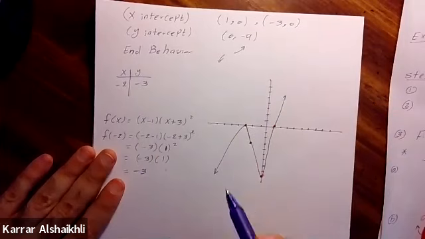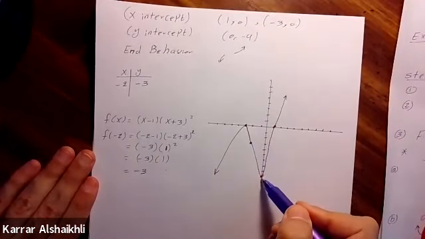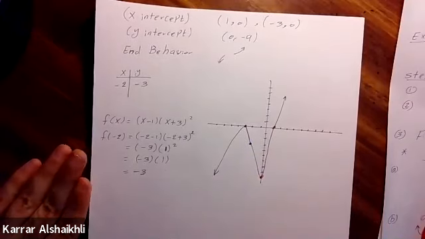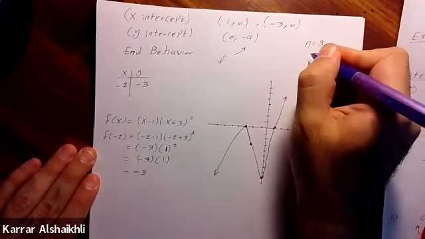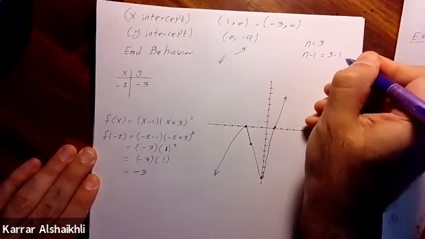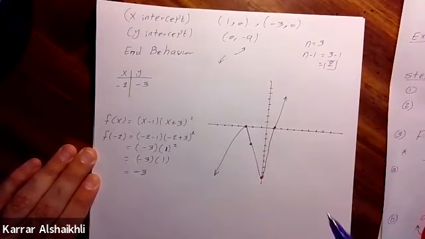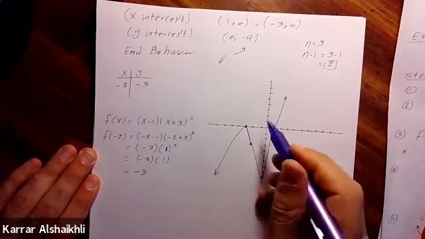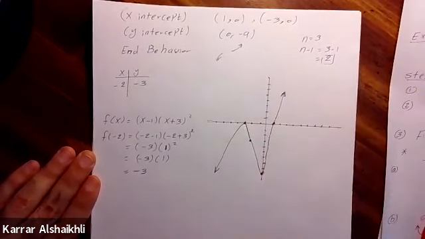Even if you're not finding this point, the graph is going to be from here to this point and goes back down. If you check the number of turning points, n equals 3, that means n minus 1, 3 minus 1, is going to be 2. That means you have 2 turning points. This is the first one, and this is the second one. So you have 2 turning points on this graph.